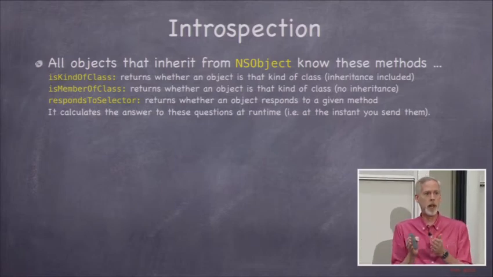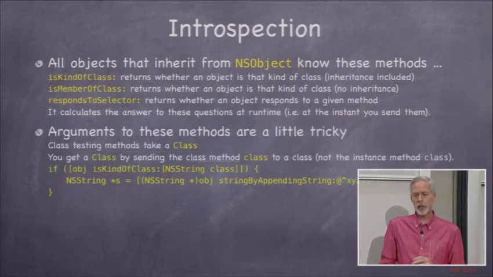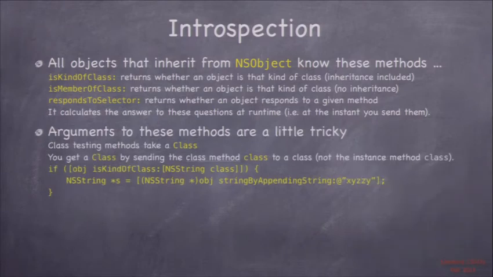Okay? So the arguments, unfortunately, to these methods are really kind of wonky, and you're going to have to take my word for it on these ones, because when I spit out the sentence in a second that describes what the argument is, I'm going to use the word class 4 times, and it's going to mean 4 different things. Okay? So the argument to isKindOfClass you get by sending the class method class to the class, which will give you a capital C Class, which is the argument to the isKindOfClass method. Okay? So there's this method class.